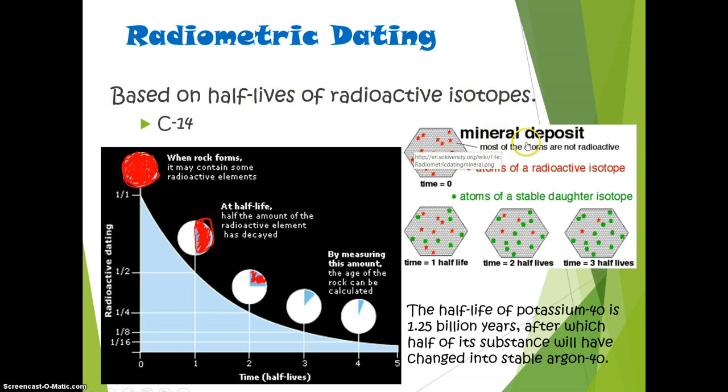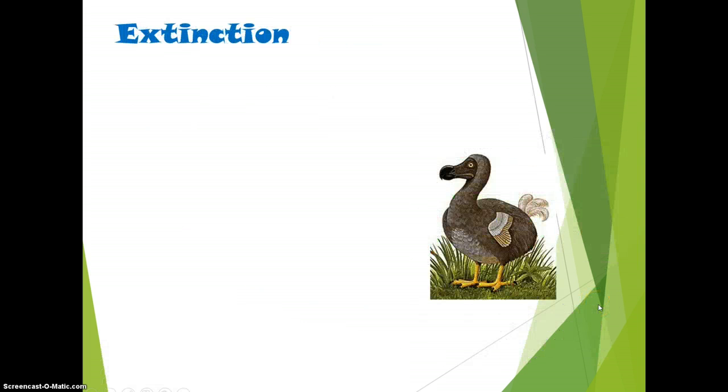If you take a look at the mineral deposit, most of the atoms are not radioactive. However, these little red stars are the radioactive ones, so you can go and count how many there are. Once we have half the amount that we started with, that's 1 half-life. Then half of that half is going to be 2 half-lives. And then half of this half is going to be 3 half-lives. Okay, keep cutting it down by half.